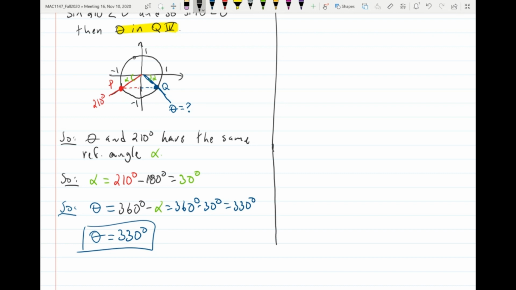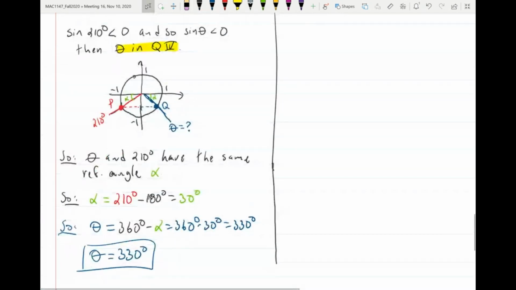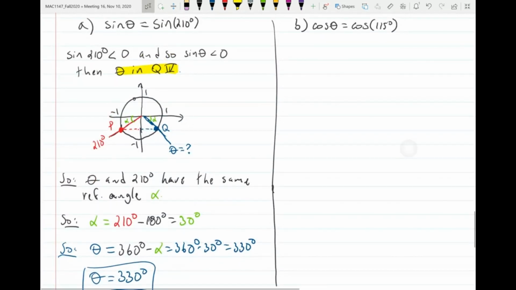So what angle do we know whose sine is the same as sine of 210? 330. Questions on this example? Okay, if there are no questions, then go ahead and do B. Find an angle theta whose cosine is the same as cosine of 115. And I give you 2 minutes to do.